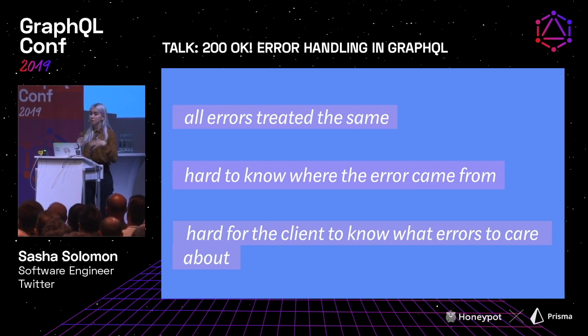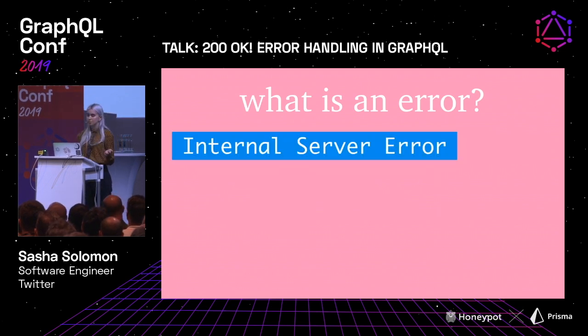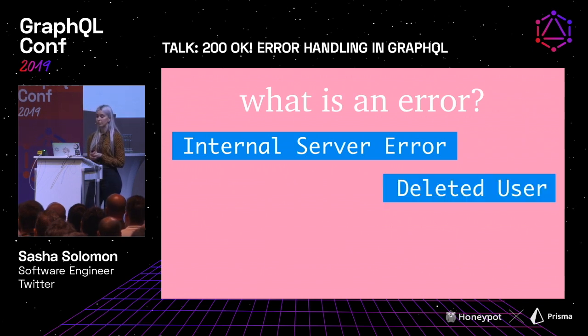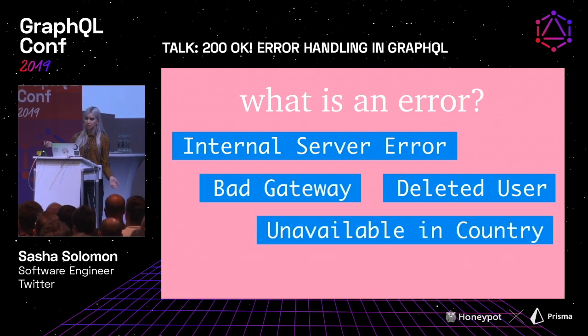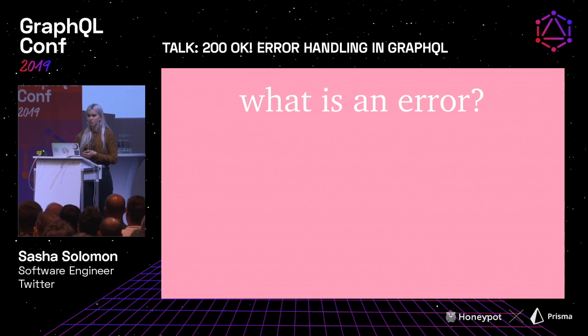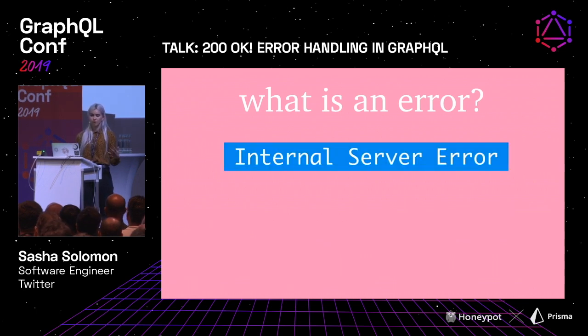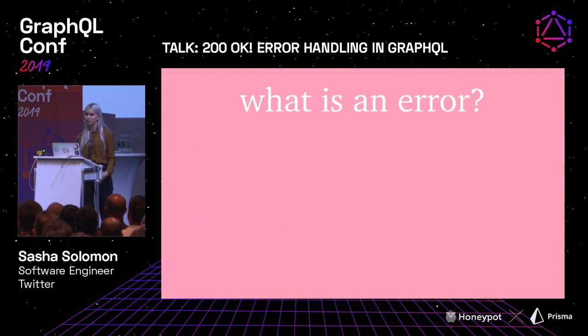So first, before we really get into this, let's talk about what is an error. Let's look at some of these. Things that we might consider errors are an internal server error, maybe a deleted user, a bad gateway, unavailable in country, suspended user. These are things that we might consider errors. When we say internal server error, I don't think that's the same as a suspended user. They're not the same severity.